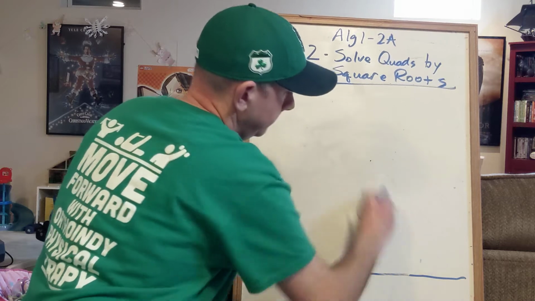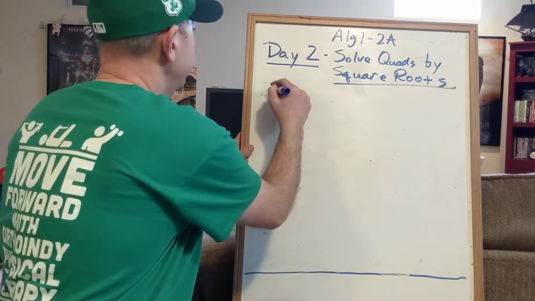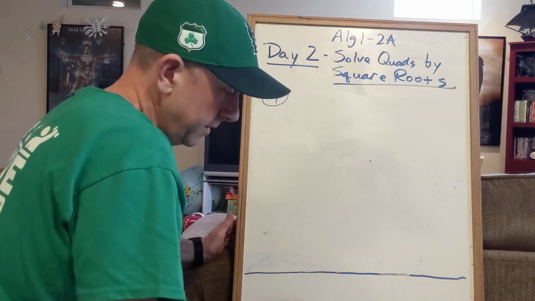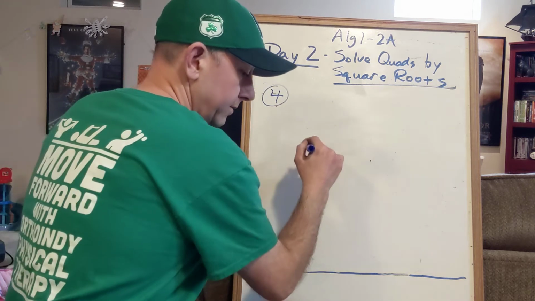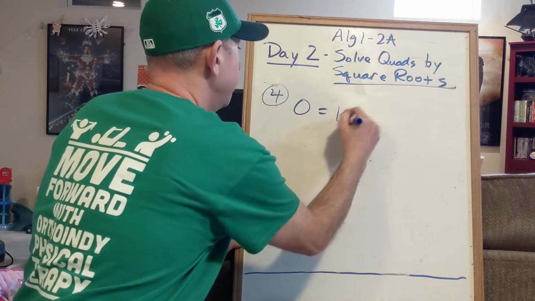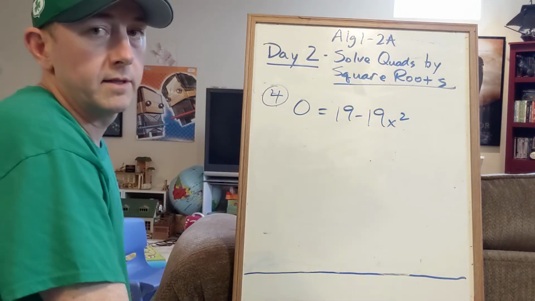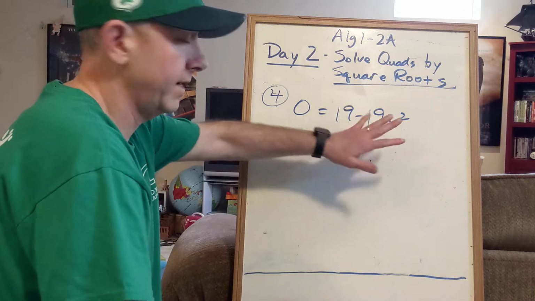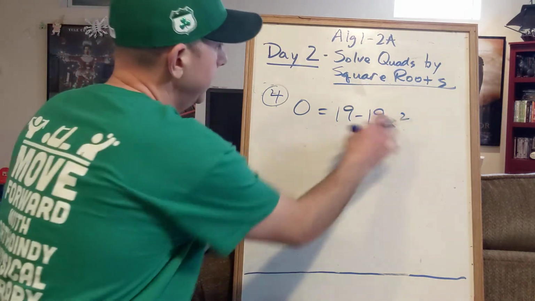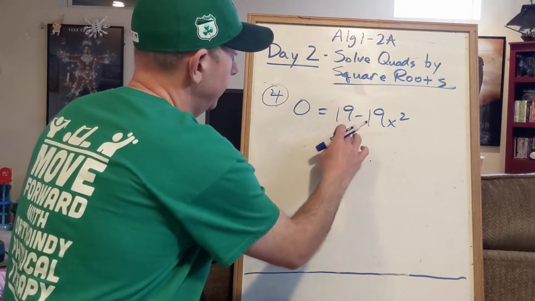All right, we'll go ahead and keep rolling here to number 4. Number 4, we got 0 equals 19 minus 19x squared. All right, now this one's a little tougher because we got the x squared moved over. The x squared can be on either side. We need to get the x squared by itself. So how can I move this 19 over?